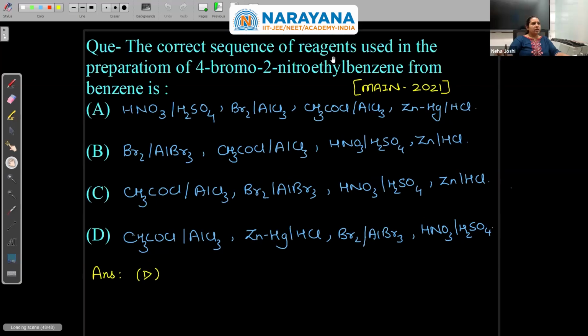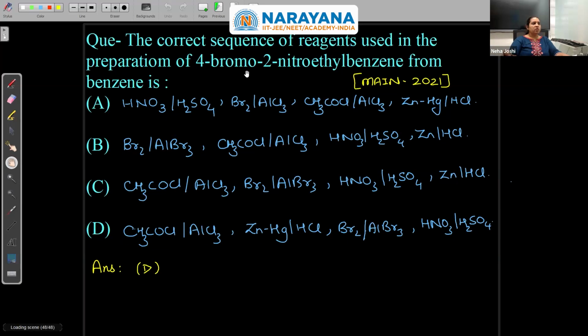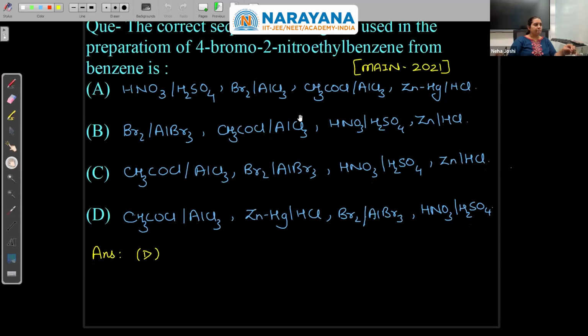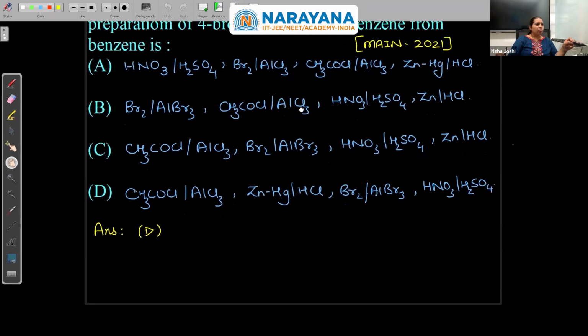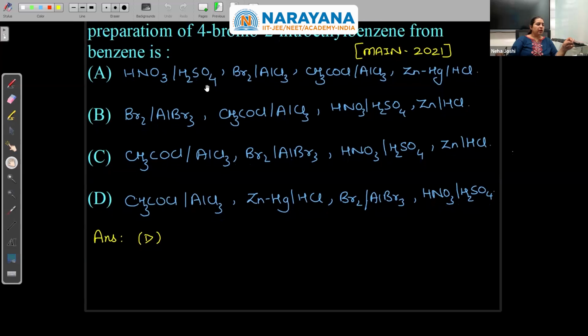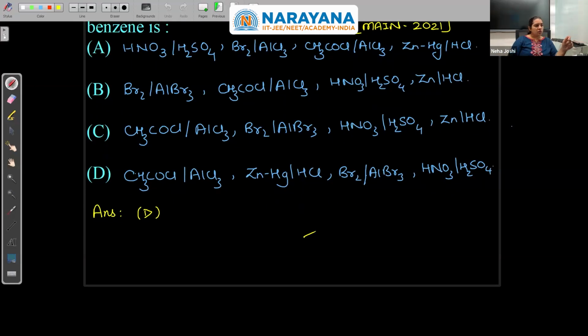Okay. Correct sequence of reagents used in preparation of 4-bromo-2-nitroethyl benzene from benzene. Let me draw the structure. This we have to prepare from benzene.